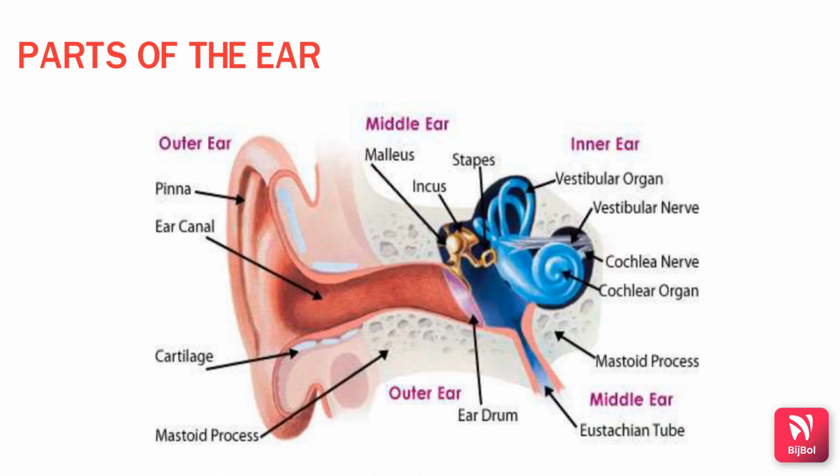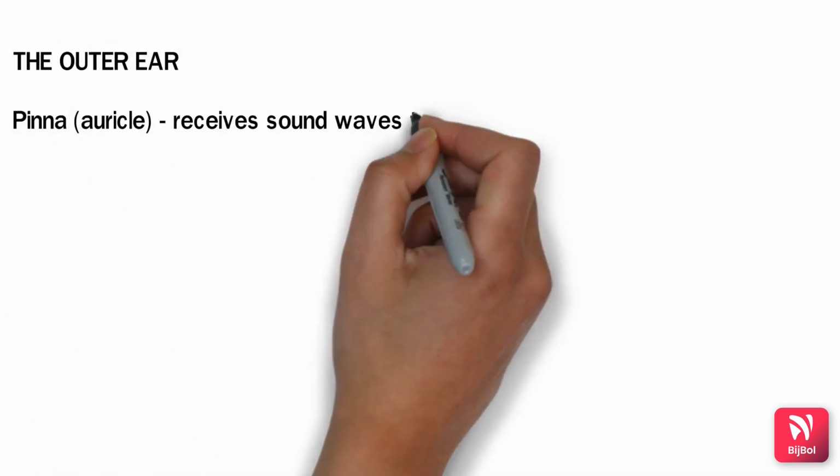In this diagram you can see the outer ear, middle ear, and inner ear. The outer ear consists of the pinna, the ear canal or auditory canal, cartilage, and the mastoid process. The middle ear mainly consists of the malleus, incus, stapes, and the eardrum. The inner ear consists of the cochlea, the cochlear organ, the cochlear nerve, the vestibular organ and the vestibular nerve, and the eustachian tube. Now let us deal with each in detail.